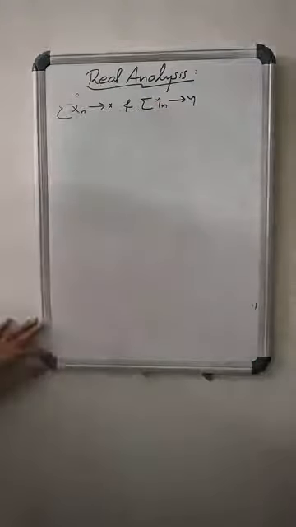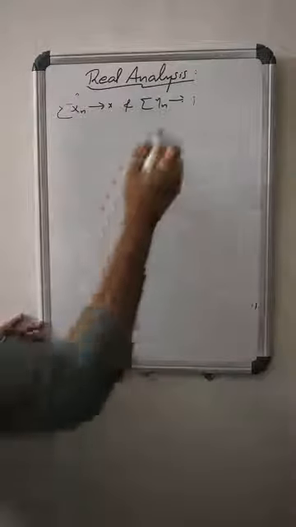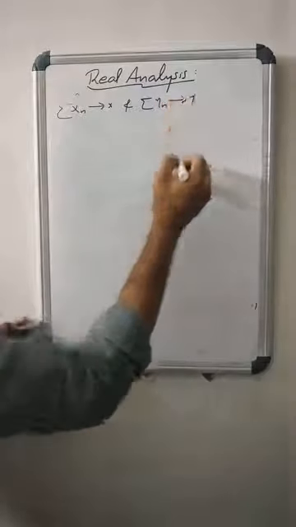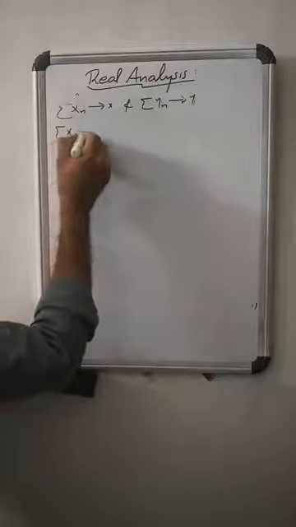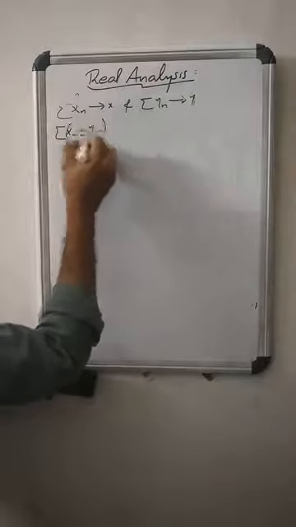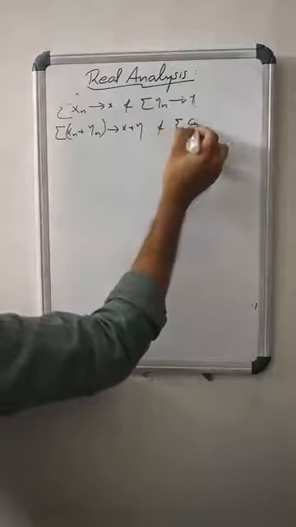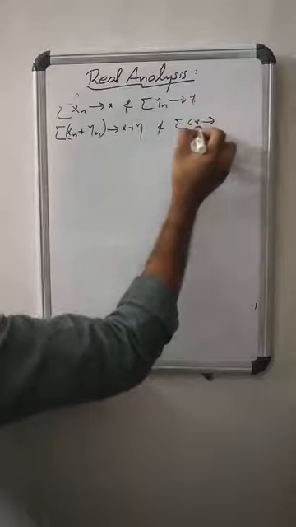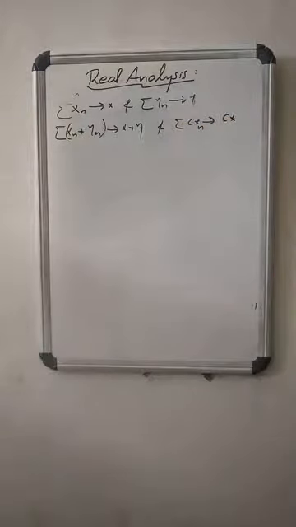Here Σyn means the infinite series, sigma n ranges from 1 to infinity of yn. So Σyn converges to y. Then we have Σ(xn + yn) converges to x + y, and Σcxn converges to cx, where c is a constant. How?